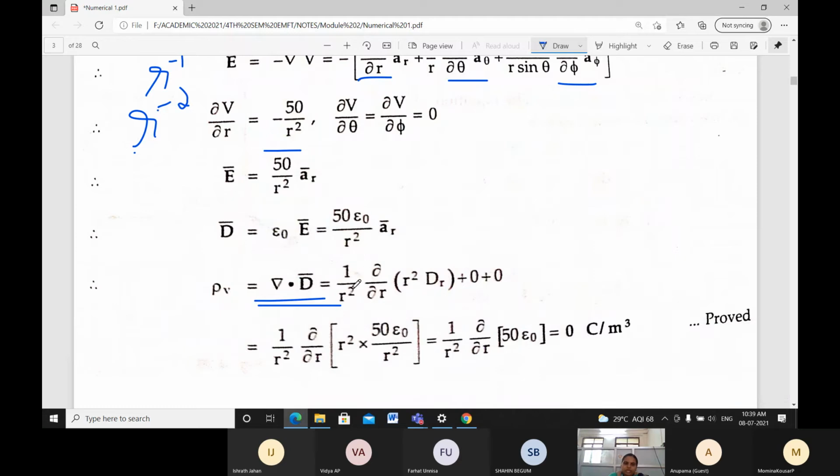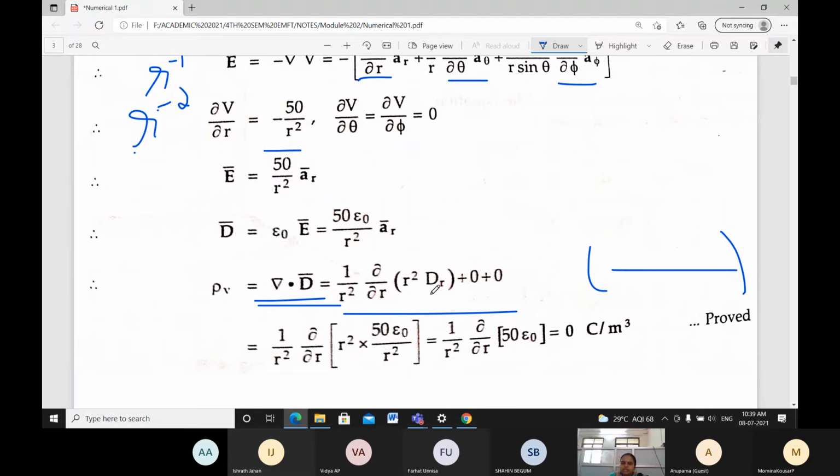that is going to be 1 by R square ∂/∂R of R square into Dr. Only with respect to R it is varying, and the remaining part is not needed, you can write it directly as 0. Or else if you write only this much, you can tell that here it is varying with respect to R only. For that reason the remaining part is going to be 0.